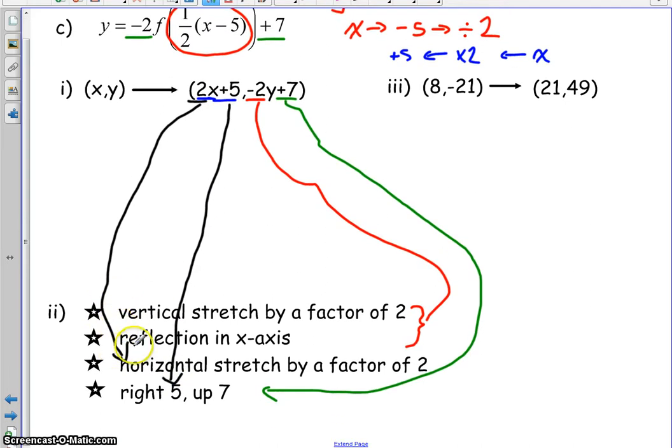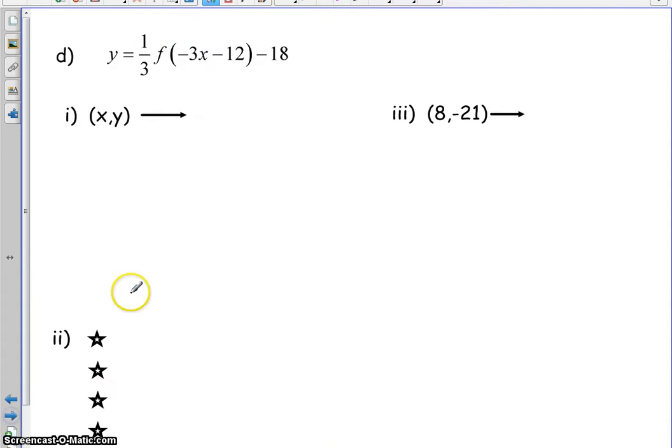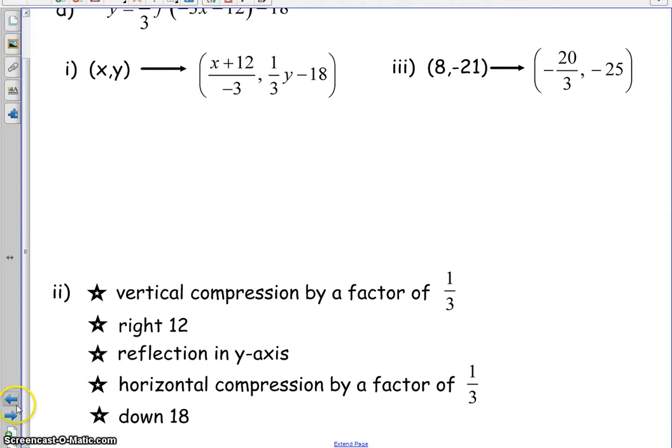Okay, so this next one I'd like you to try completely on your own. So try to do the mapping rule and image point transformations, and push play when you're ready to go through it all together. Okay, so take a second there and check your answer.